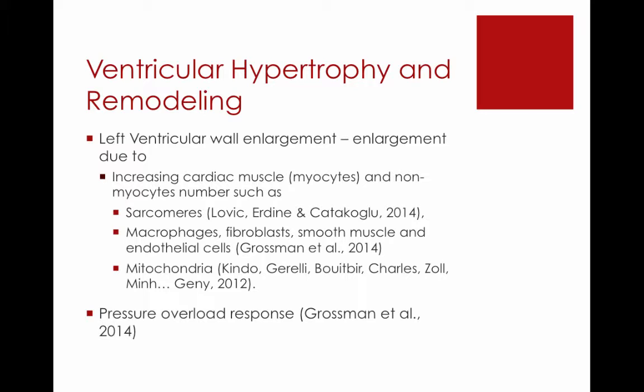When looking at left ventricular hypertrophy, the wall size increases because of an increase in cardiac muscle cells and the number of non-myocytes. So that's your sarcomeres, your macrophages, your fibroblasts, smooth muscle and endothelial cells, as well as your mitochondria. All of these result in a pressure overload response. So in other words, the blood becomes thicker and more difficult for the large muscle to circulate and pump the blood through the body effectively.